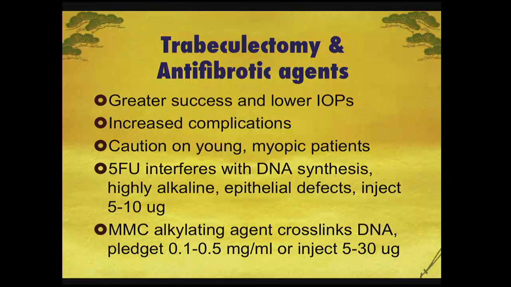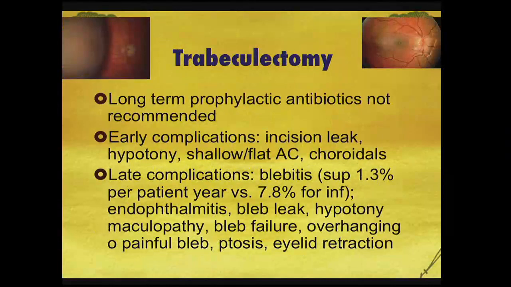Antifibrotic agents have increased the success of glaucoma surgery, particularly trabeculectomy, but they've also increased complications. You have to be careful in young myopic patients because their sclera is very pliable, so if their pressure goes too low, they're at great risk for hypotony maculopathy. There are two different antifibrotics that are used. There's 5-FU, which interferes with DNA synthesis. It's highly alkaline and it can cause epithelial defects. And then there's mitomycin C, which actually cross-links DNA, and that can be applied on a pledget or by injection.